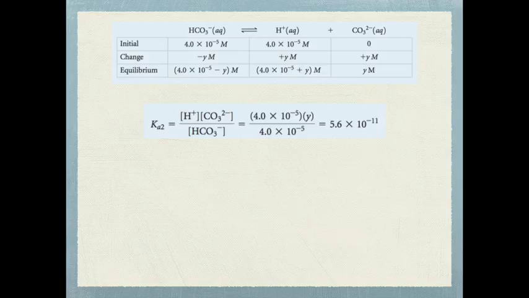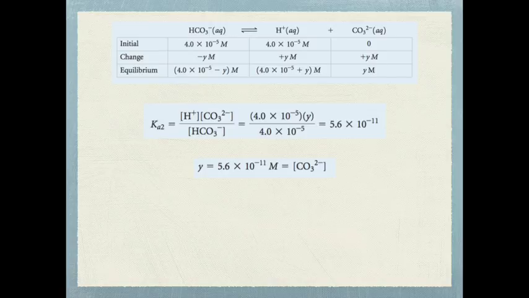And so with that, one big thing I can do, based on the rule of 100, is ignore whenever I add or subtract that variable. Instead of 4.0 times 10 to the negative 5th plus Y, I can just say 4.0 times 10 to the negative 5th. I'm going to multiply that by Y, because that's the concentration of carbonate, and divide that by 4.0 times 10 to the negative 5th. Notice it's very convenient because those 4.0s cancel out, and I end up with just Y equals 5.6 times 10 to the negative 11th, and that is your concentration of carbonate, and you're done.